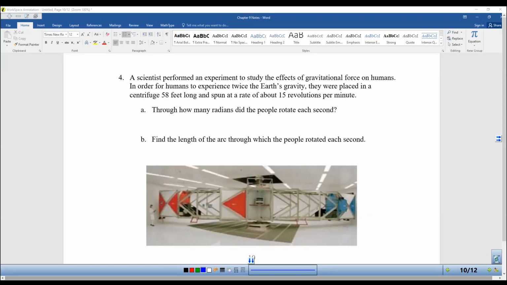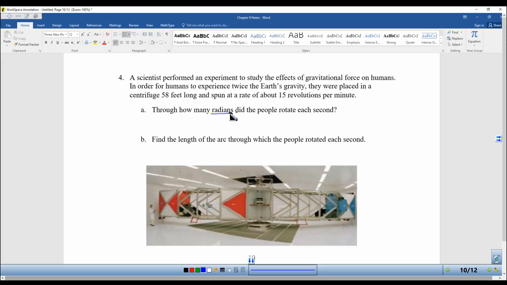A scientist performed an experiment to study the effects of gravitational force on humans. In order for humans to experience twice the Earth's gravity, they were placed in a centrifuge 58 feet long and spun around at a rate of 15 revolutions per minute. So it circled all the way around 15 times every minute. I would get sick. Anyway, through how many radians did the people rotate each second?